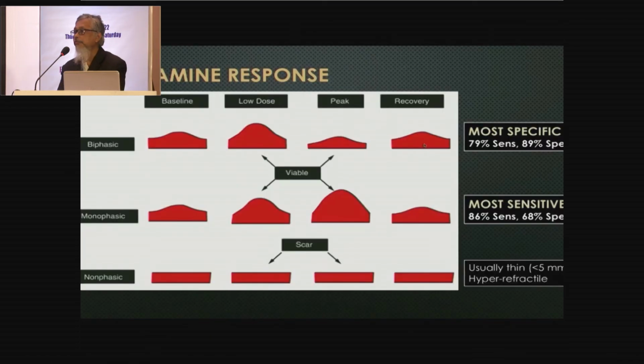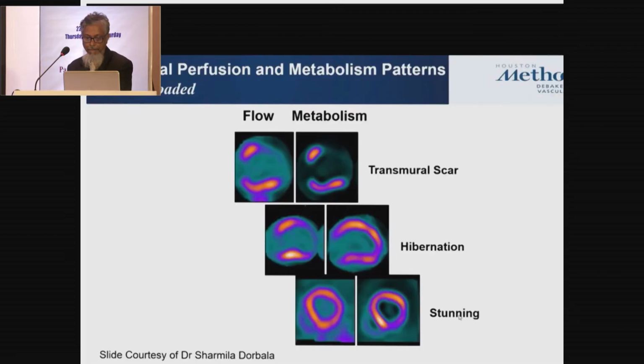So this is the basic principle. When we have a biphasic response, we call it hibernating myocardium. This is the myocardium that is going to get maximum benefit from revascularization. When we have a monophasic response, this is stunned myocardium. By no means is revascularization going to help this patient. And when we have no response, possibly this is dead myocardium, non-viable myocardium.